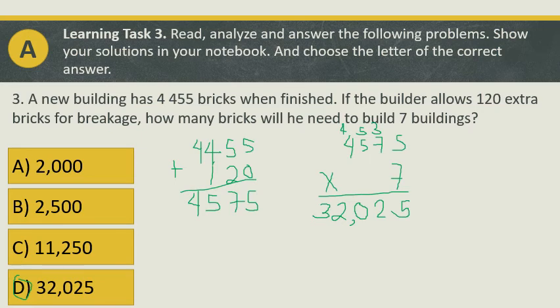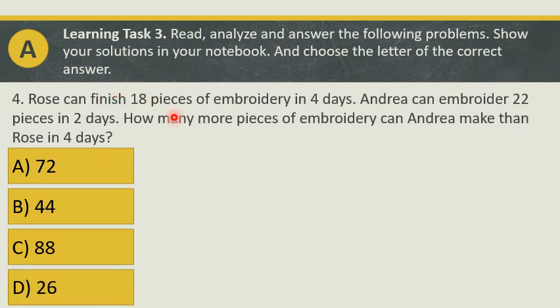Okay, number 4. Rose can finish 18 pieces of embroidery in 4 days. Andrea can embroider 22 pieces in 2 days. How many more pieces of embroidery can Andrea make than Rose in 4 days? So, sa 4 days, so tinatanong dyan, gano'n daw mas madami yung kay Andrea na nagagawa sa 4 days kaysa kay Rose. Si Rose ay nakakagawa ng 18 pieces sa 4 na araw. Then, si Andrea ay nakakagawa ng 22 pieces sa 2 days.